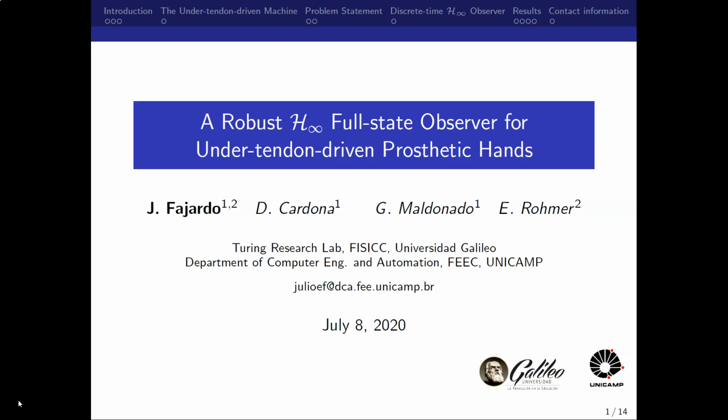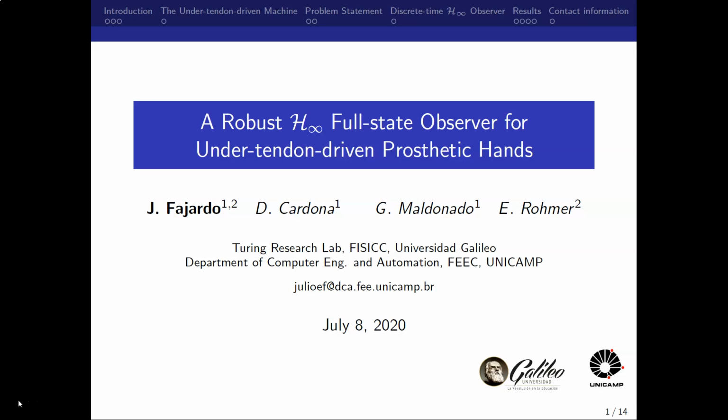Hi, my name is Julio Fajardo. I'm with the Turing Research Laboratory from Galileo University in Guatemala City and with the Department of Computer Engineering and Industrial Automation from the School of Electrical and Computer Engineering at the University of Campinas, Sao Paulo, Brazil.